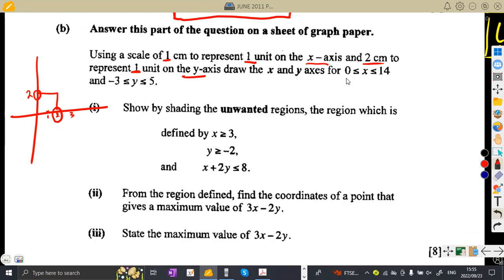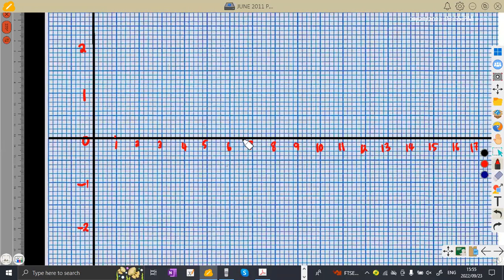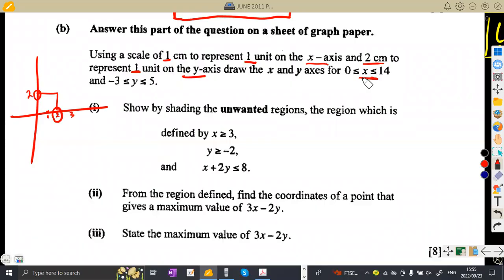Draw the x and y-axis for x greater than or equal to 14. This is what we have, guys. This thing is actually taking some time to respond. So this is x from 0 to 14, y from -3 to 5. You just need your scale to be proper.